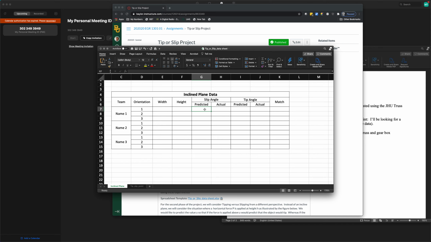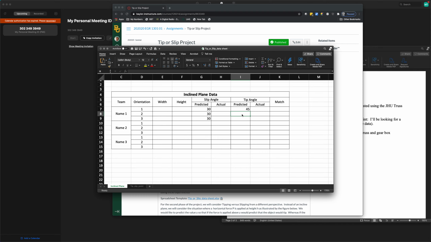Okay, so maybe that turned out to be 30 degrees. All right, probably not, but I'm just making up a number. So no matter what the orientation, the predicted slip angle is the same. So you take that average number, do the arctangent, and you get the predicted slip angle. Okay, the tip angle, though, depends on the orientation. So orientation 1 is pretty stable, all right? So the tip angle would probably be higher than the slip angle, all right? So maybe it's 45 degrees.